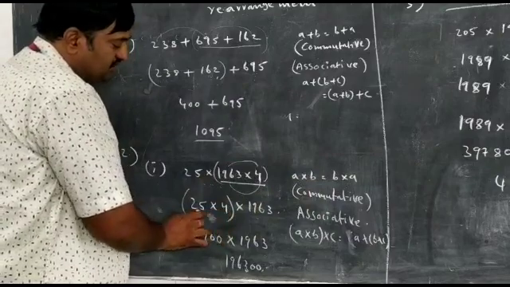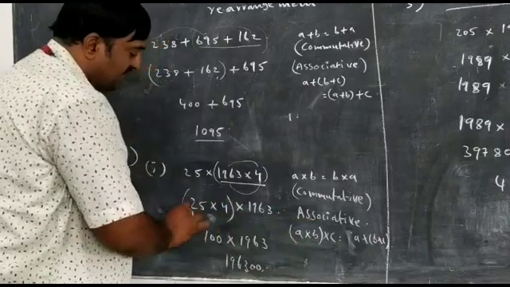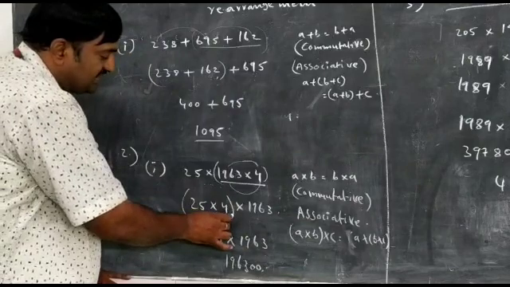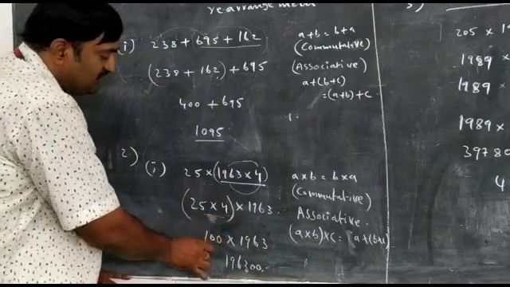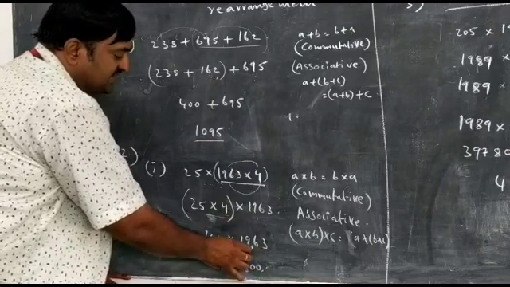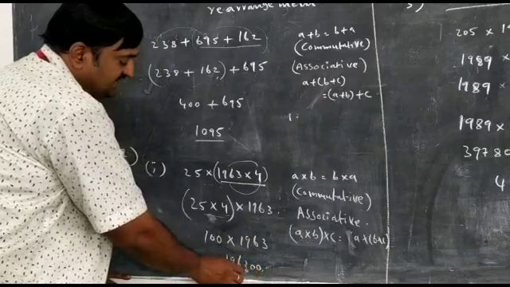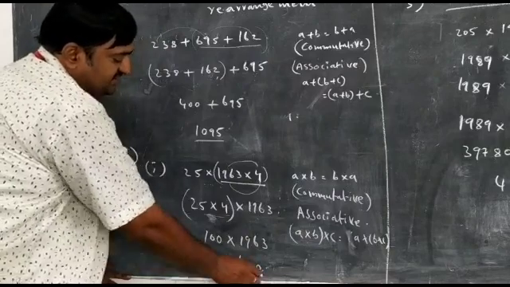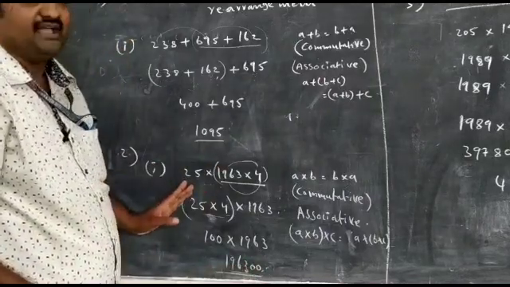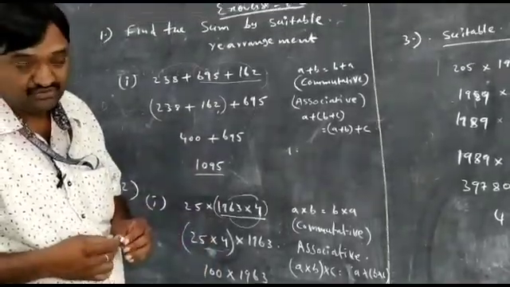Now again I applied with respect to multiplication the associative property, bracket of A into B into C. The bracket we will solve first: 25 into 4 is 100, 100 into 1963 is 196300, very easy. When we arrange the numbers in the proper way, addition and multiplication are very easy. The remaining related sums you try to do as homework.